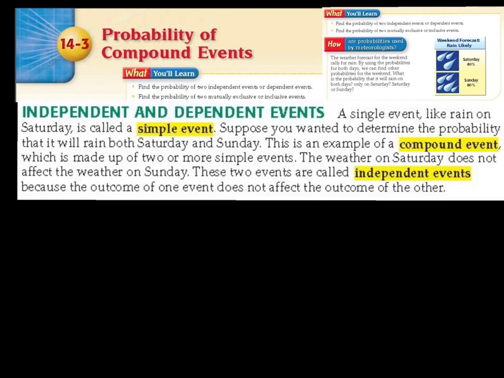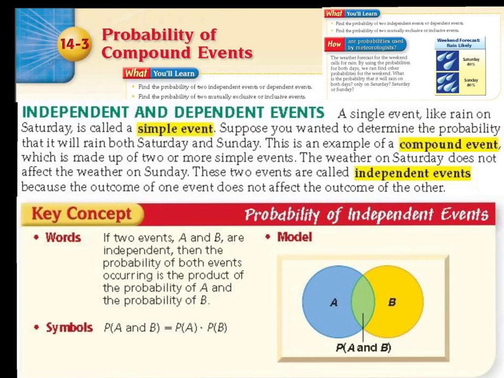The weather on Saturday does not affect the weather on Sunday. These two events are called independent events because the outcome of one event does not affect the outcome of the other. If two events, A and B, are independent, then the probability of both events occurring is the product of the probability of A and the probability of B.